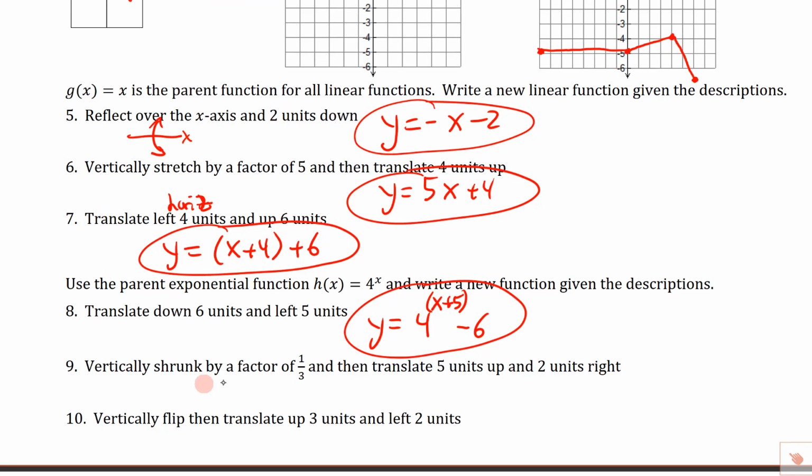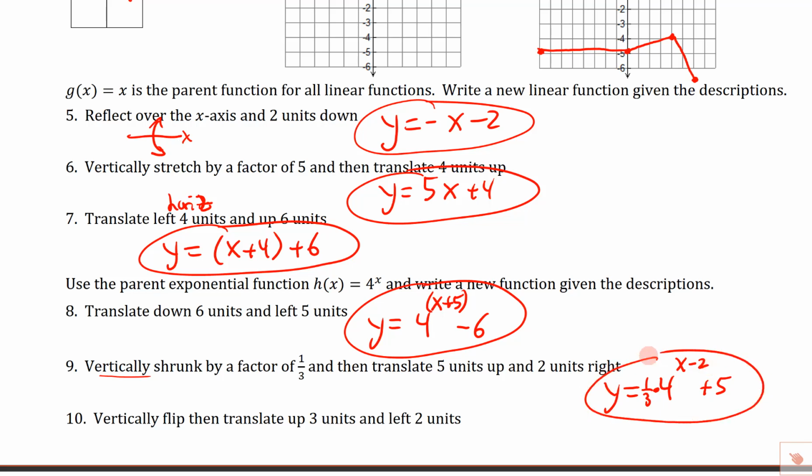Vertically shrunk by a factor of 1/3. Remember, vertical changes are pretty easy. And then translated 5 units up and 2 units to the right. Okay, so let's see what we'd have here. If we vertically shrink this, we're going to take that original graph and multiply it by 1/3. Now, if you wanted to put that in parentheses, you could. I'm going to go ahead and leave that dot right there. And then we translated up 5 units, so we're going to add 5 to this, and we want to go 2 units to the right. If we want it to move to the right, again, we've got to do the opposite here. So that means we're going to subtract 2.